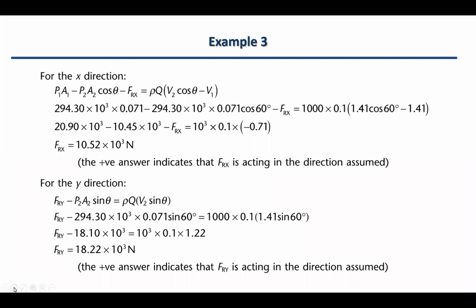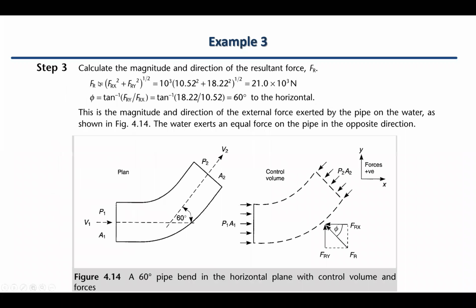The last section is pretty straightforward. You can write the resultant force as the square root of the sum of the squares of the forces in the X and Y directions. You can factor 1,000, or 10 to the 3. Inside the square root, 10.52 squared plus 18.22 squared, all raised to the power one half. The resultant is 21,000 newtons.